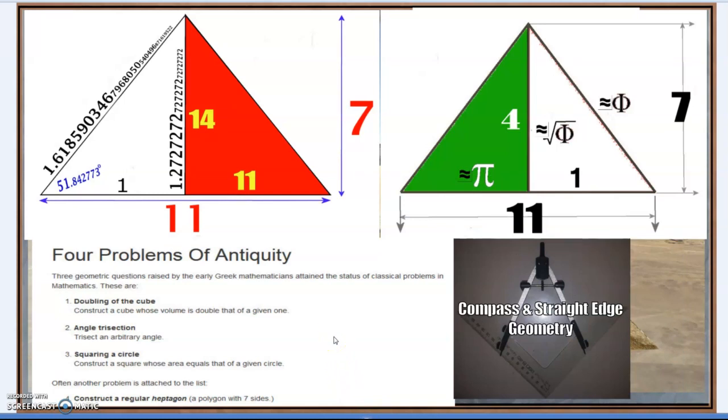Also, as I mentioned, the Delian problem, squaring the circle, and this is where I make a clarification. So compass and straight edge geometry, or the old-fashioned Euclidean geometry. What you can do with a compass and a straight edge, there are 4 problems: doubling the cube, angle trisection, squaring a circle, and constructing a regular heptagon, or a 7-sided polygon or 7-sided star. Now with compass and straight edge, it's on paper mathematically impossible.